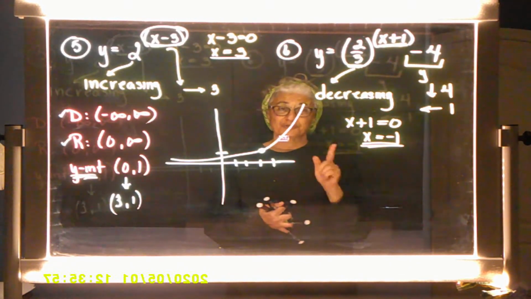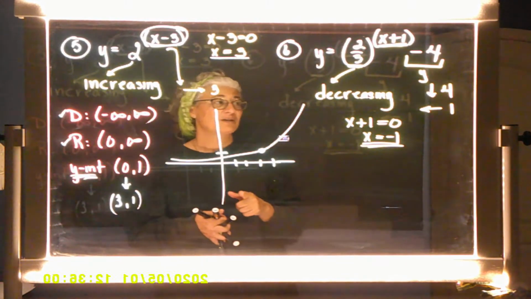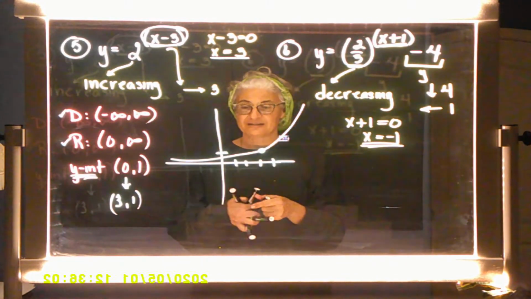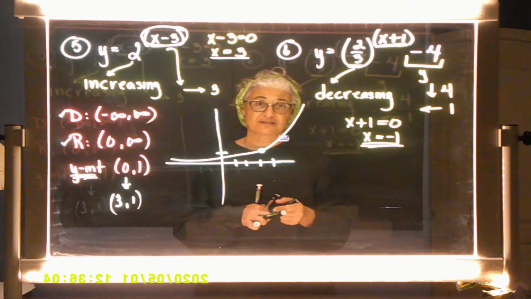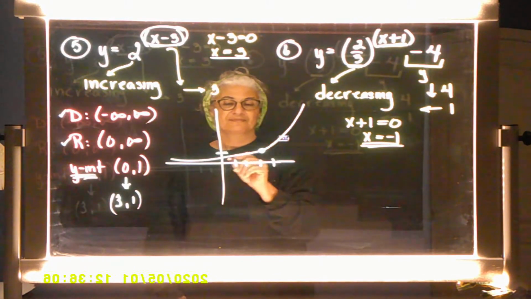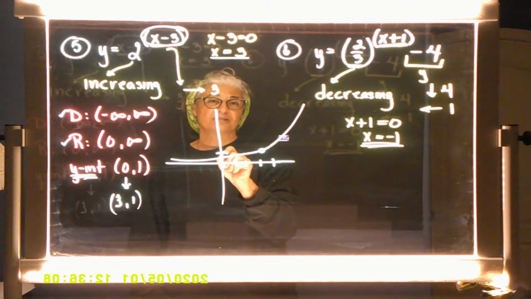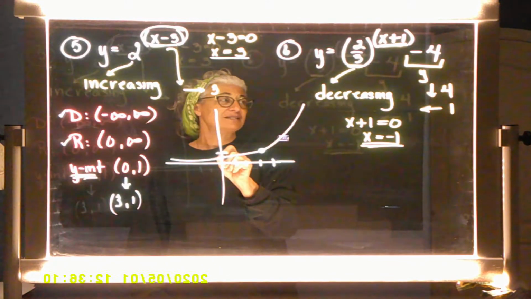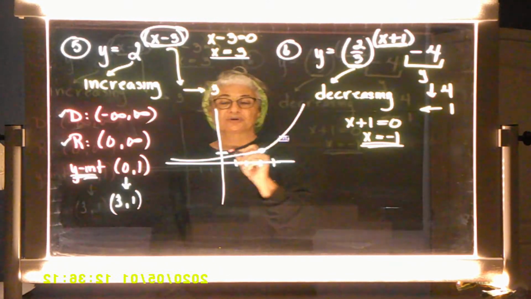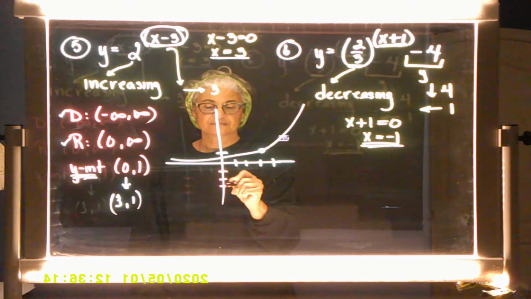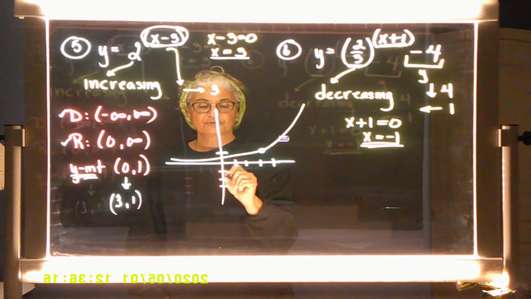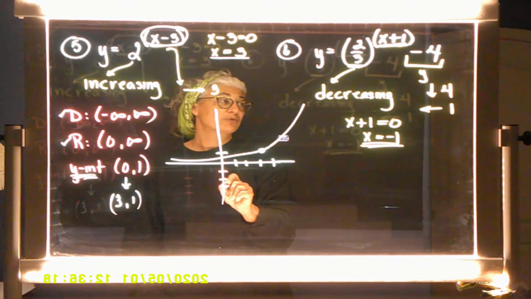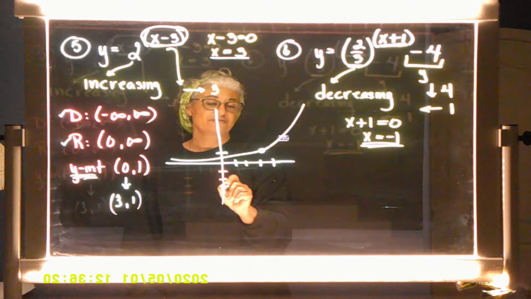So, here's what you're telling me. My (0, 1) point is no longer at (0, 1). This is now going down 4. So, 1, 2, 3, 4. And it's going left 1 space.